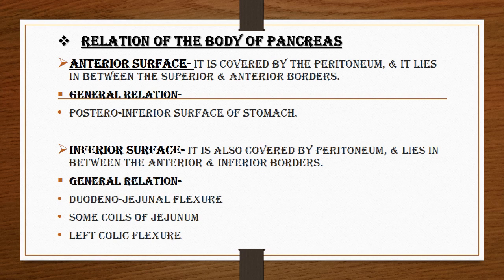Next is the inferior surface. The inferior surface lies in between the anterior and inferior borders, and it is covered by the peritoneum of the greater sac. From the right to the left, it is in relation to the duodenojejunal flexure, some coils of jejunum and the left colic flexure of the large intestine.